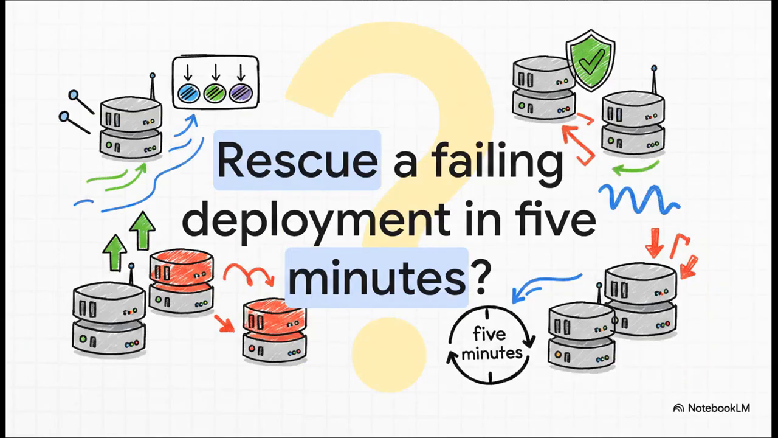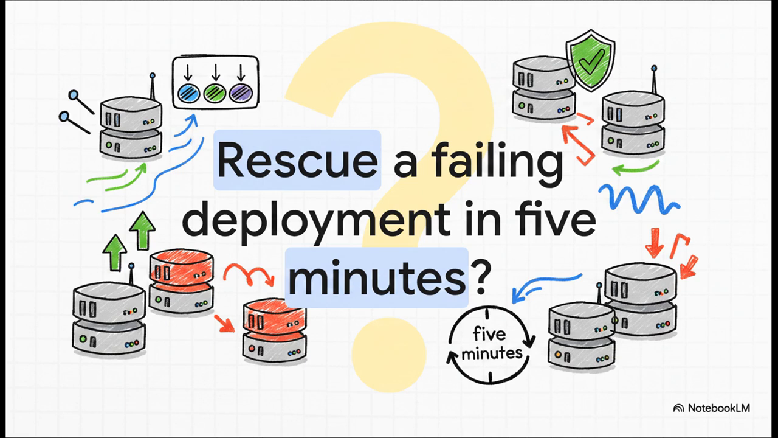Picture this high-stakes scenario. It's deployment day. You're rolling out code to an auto-scaling group behind an application load balancer. But out of nowhere, the app just starts timing out. Traffic is spiking, the error rates are climbing, and you've got to roll back right now. Could you rescue that failing deployment in under 5 minutes without dropping a single active customer request?